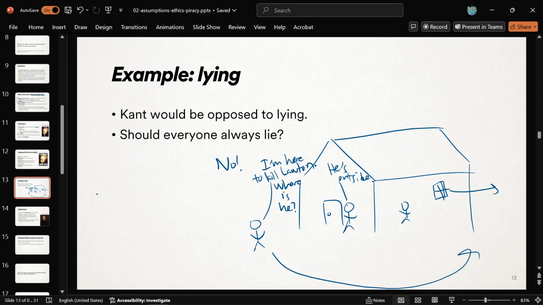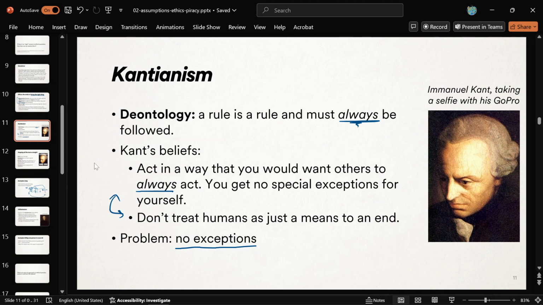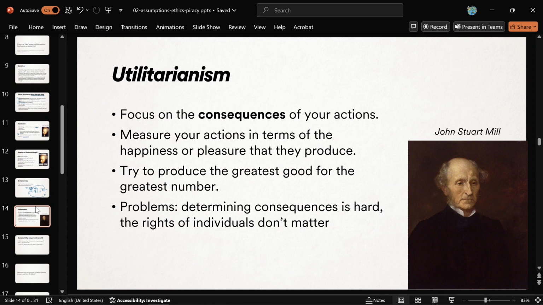It does make sense to use this argument, though, right? It makes sense to say, yeah, no one should ever lie. That's what I should think about as a human. That's what I should follow, those rules always. Any questions about this? That's Kantianism, right? Just act in a way you'd want others to always act. Ask the question, should this always happen? Should it never happen? That's Kantianism. Let's next talk about utilitarianism.